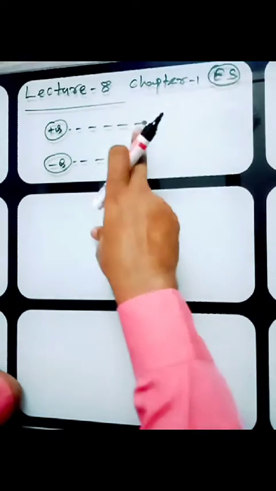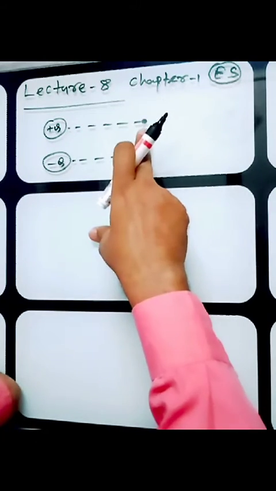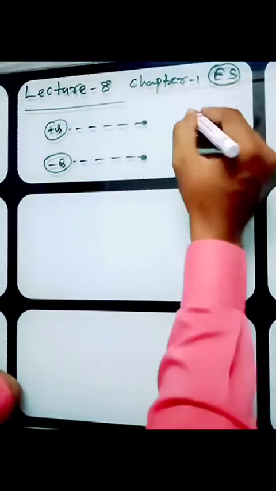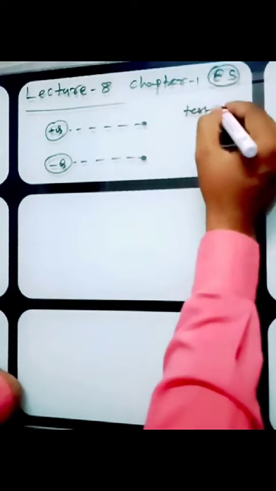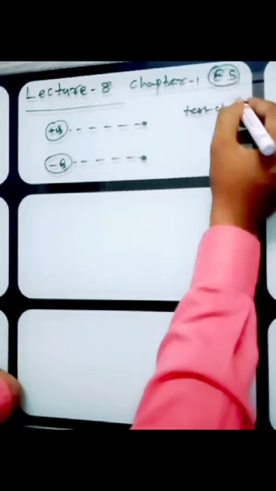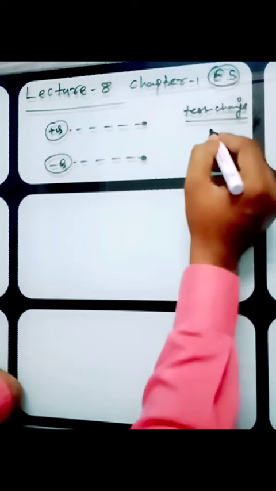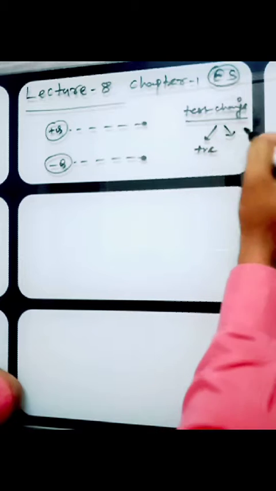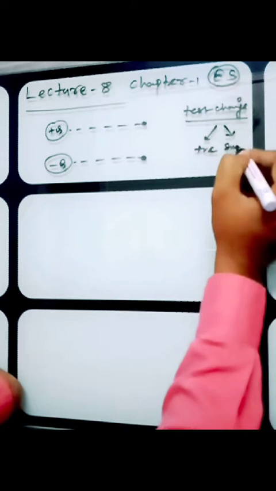Due to this positive charge, the direction of electric field will be here. How you have to find? Actually, you have to put a test charge. We talk about the test charge. Again, what is the property of test charge, student? The first property, it should be positive, and second property, magnitude should be small.